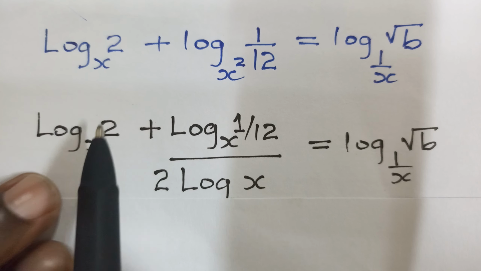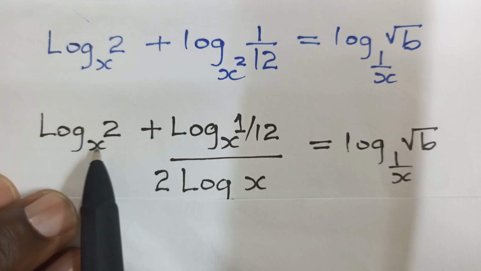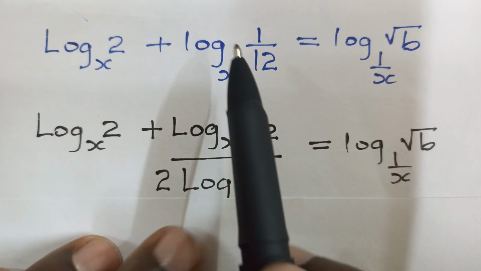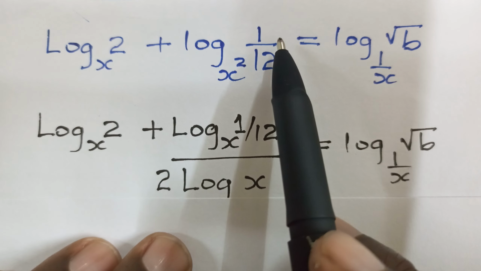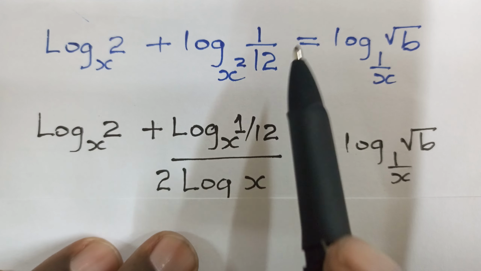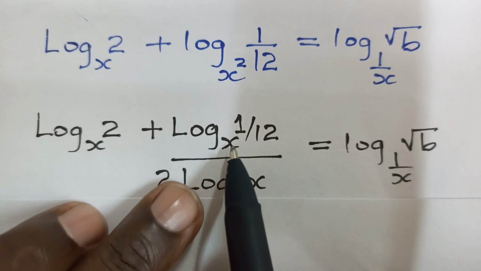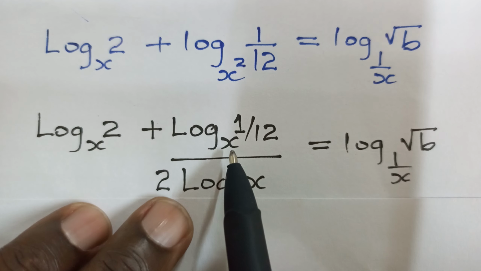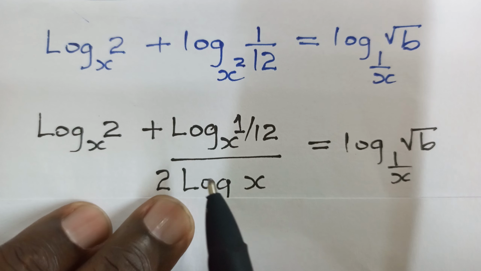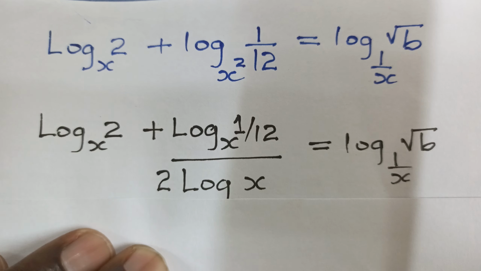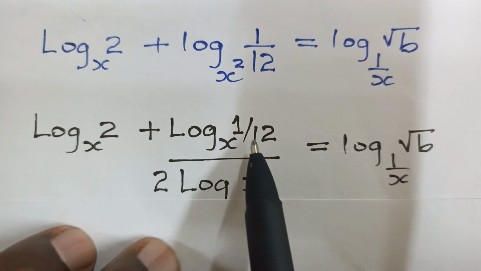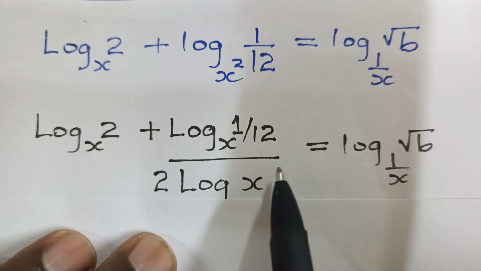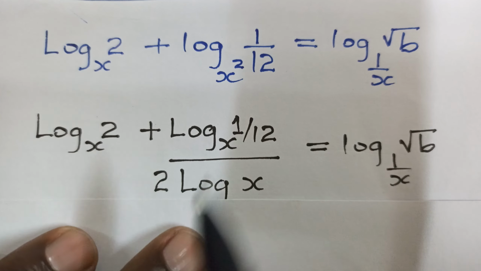We have log 2 to base x. As I have said, the first one will not change, but the rest will change. So we write this one in the form of log to base x. So it will be log 1 over 12 to base x, that is log 1 over 12 to base x all over 2.